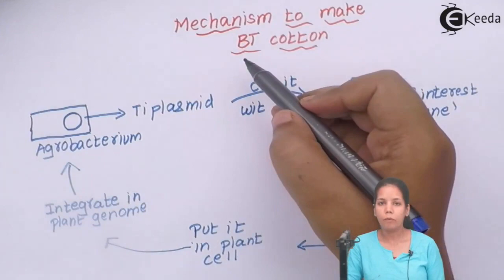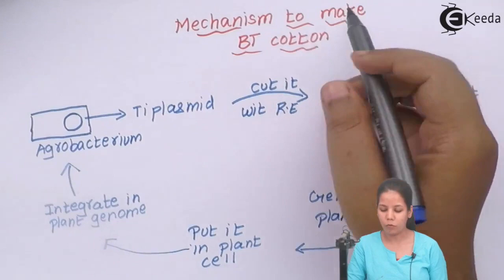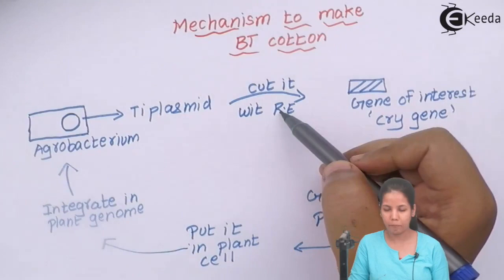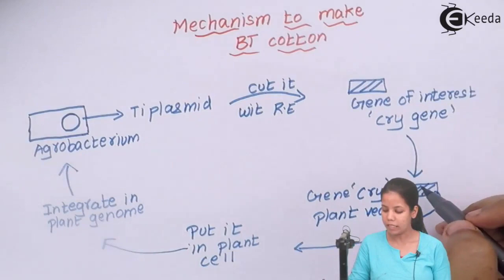The process by which BT cotton, or Bacillus thuringiensis cotton, is made is as follows. We take Agrobacterium, a soil bacteria. From that we isolate the Ti plasmid. This Ti plasmid is cut with a restriction enzyme. Now we take the gene of interest, the cry gene. This cry gene is put inside a plant vector, which is the Ti plasmid.